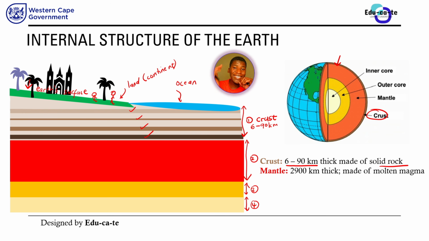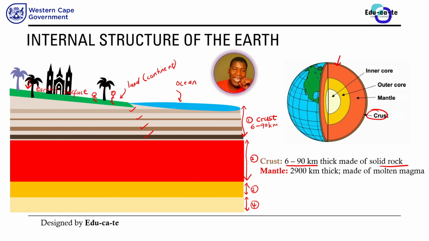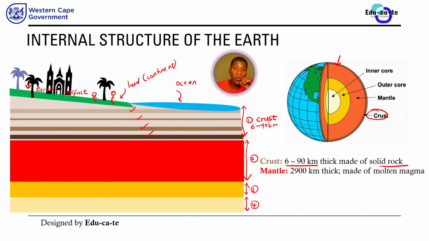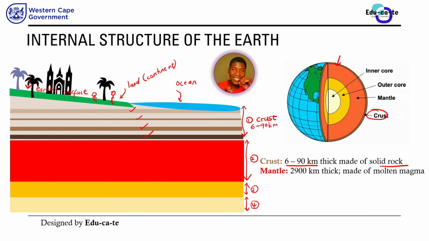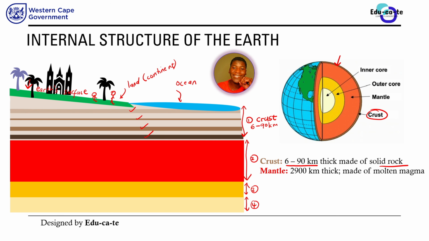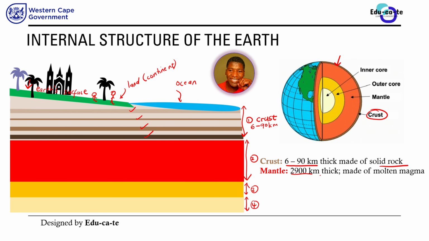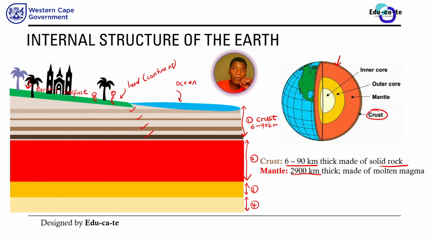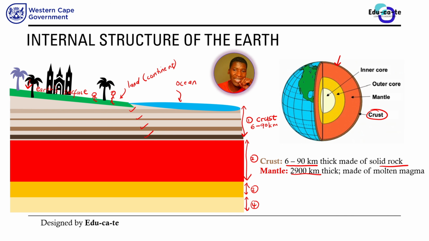So if you keep on digging and digging underground, you will end up removing all the rocks and all the crust of the Earth, and you will reach another layer that is known as the mantle. So the mantle is 2,900 kilometers thick. So it's a very thick layer that is found underground if you continue digging until you pass the crust.